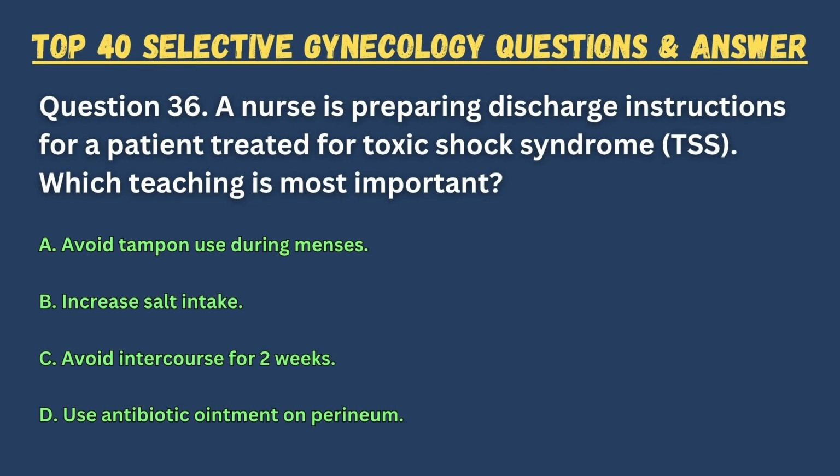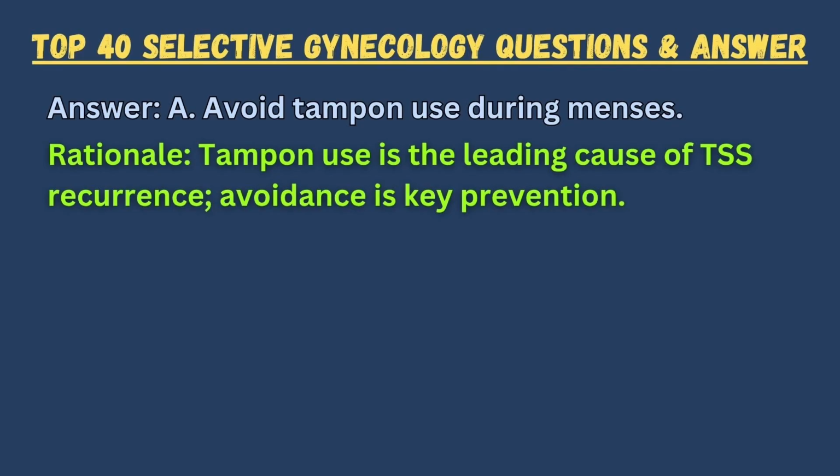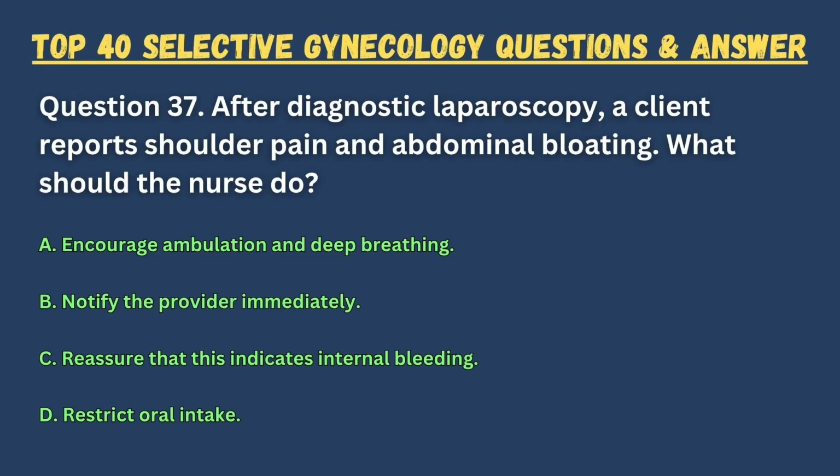Question 36. A nurse is preparing discharge instructions for a patient treated for toxic shock syndrome (TSS). Which teaching is most important? A. Avoid tampon use during menses. B. Increase salt intake. C. Avoid intercourse for 2 weeks. D. Use antibiotic ointment on perineum. Answer: A. Avoid tampon use during menses. Rationale: Tampon use is the leading cause of TSS recurrence. Avoidance is key prevention.